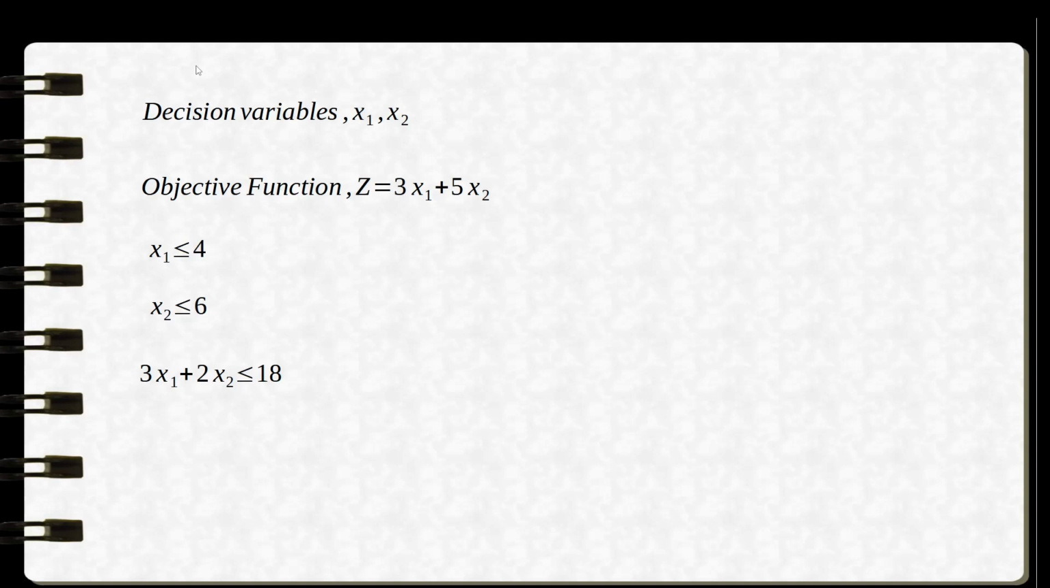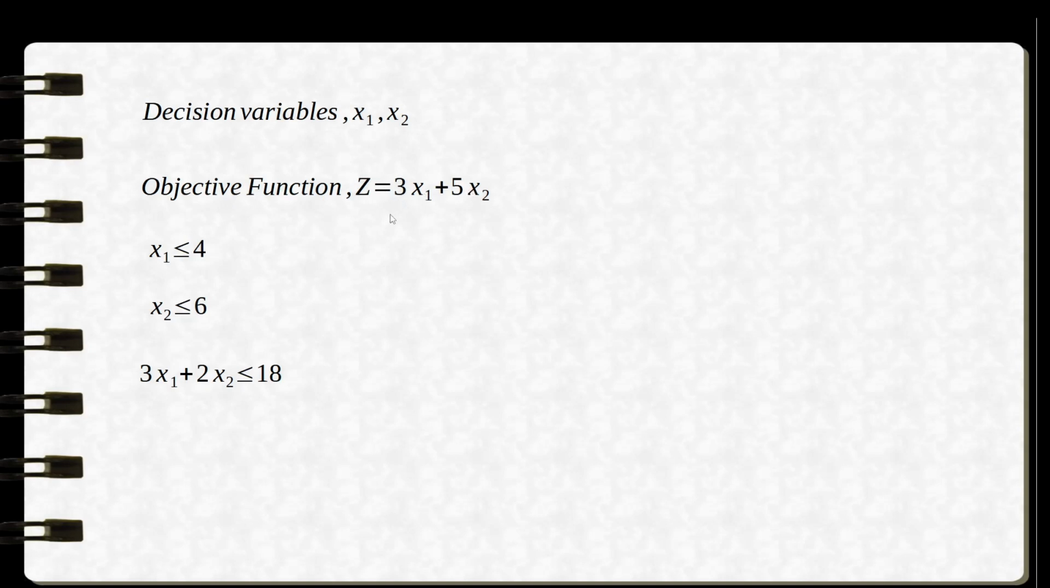The problem just posed can mathematically be put up this way. The decision variables that we have are x1 and x2, where x1 is the number of batches of aluminum frame windows that you can produce, and x2 is the batches of wooden frame windows that you can produce. The objective function is z is equal to 3x1 plus 5x2.